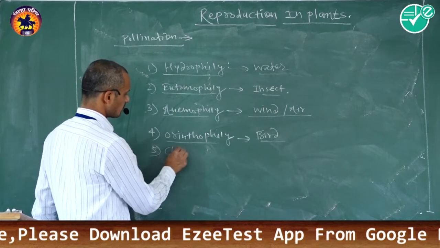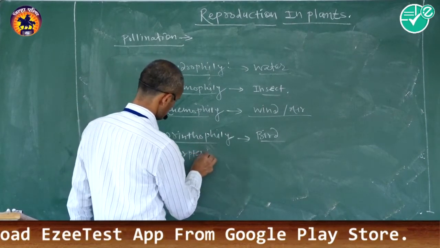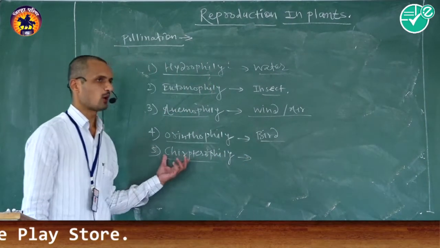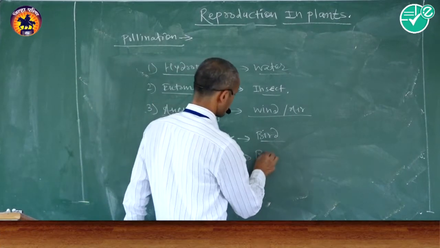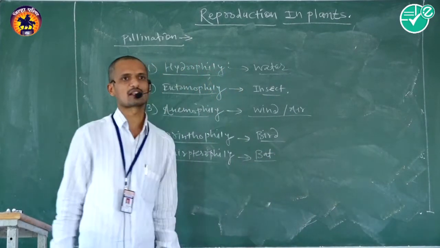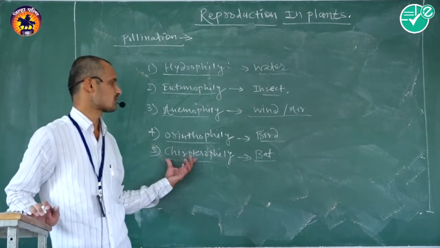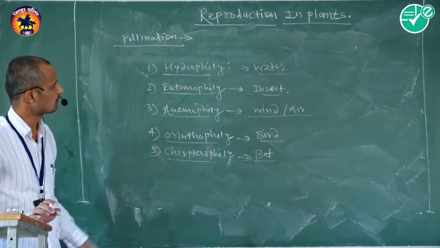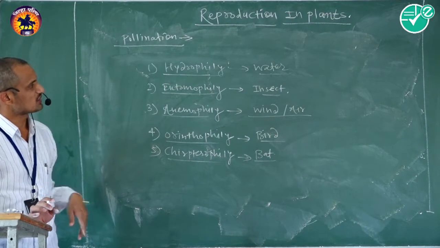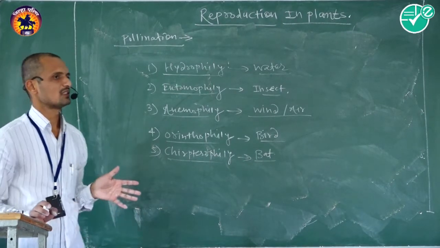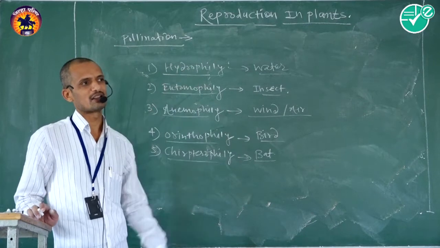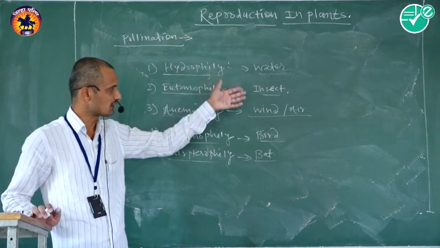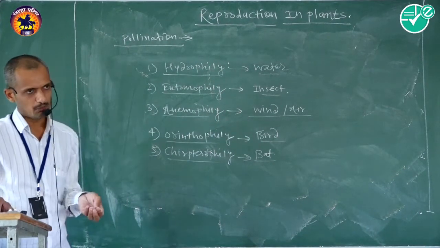Another one is chiropterophily. Chiropterophily means the pollinating agent, that is bat, is required for the completion of pollination phenomenon, that is called as chiropterophilous pollination, and the phenomenon is known as chiropterophily. There are few types of pollination on the basis of the pollinating agent, which type of agent is required for completion of pollination, like water, insect, wind, birds as well as bats. Okay.